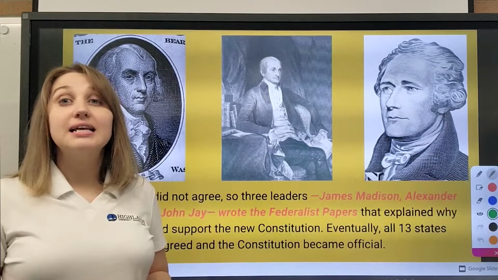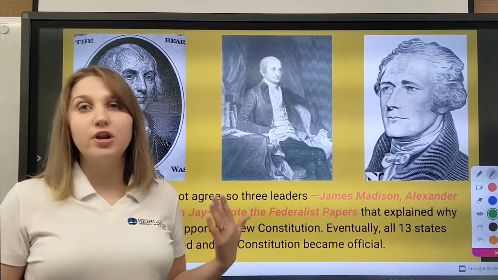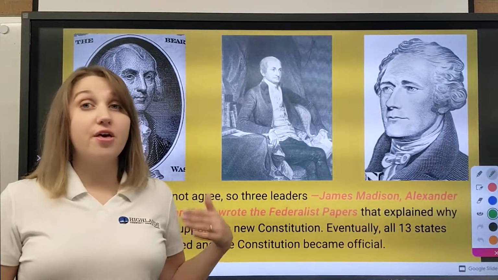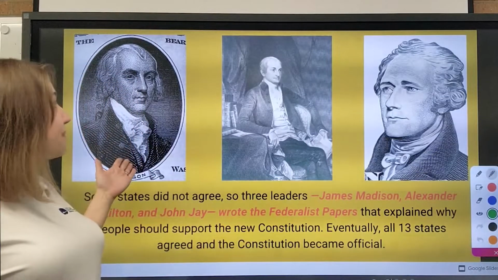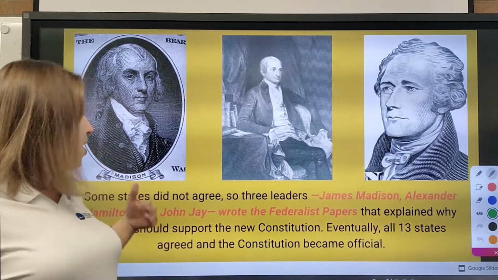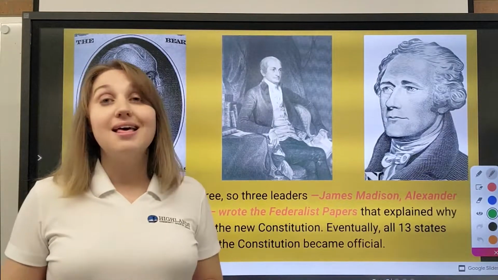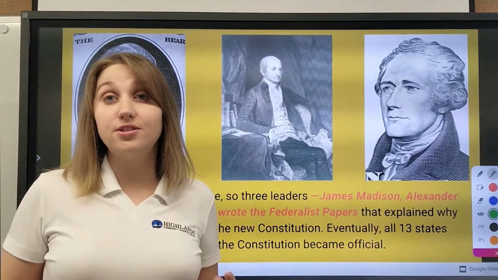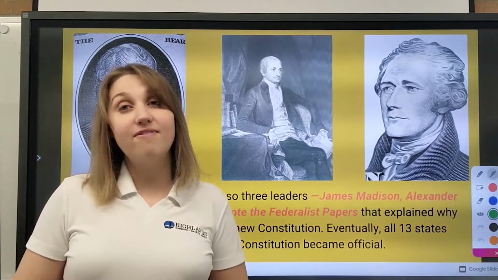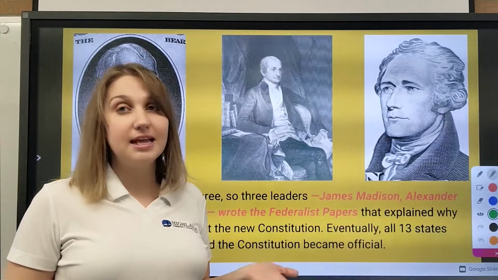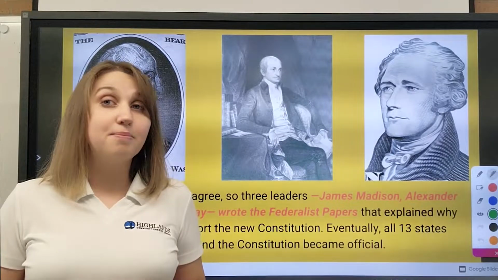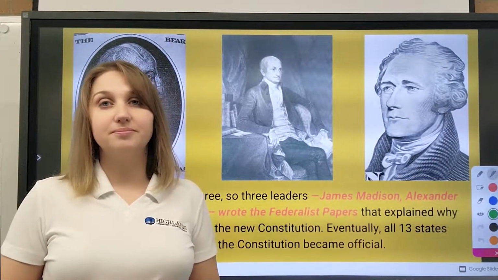During that meeting, some of the states still wouldn't agree to sign the Constitution, and therefore three leaders, James Madison, John Jay, and Alexander Hamilton, wrote the Federalist Papers that explained why it is so important to sign the Constitution. And eventually, all 13 states agreed to sign the Constitution, and it became the official document.